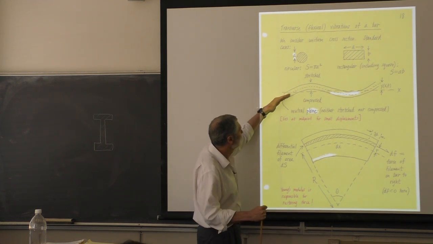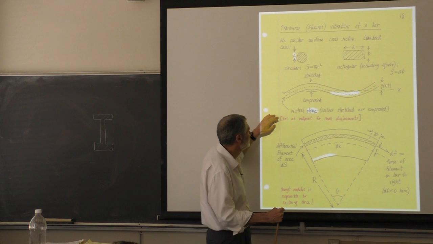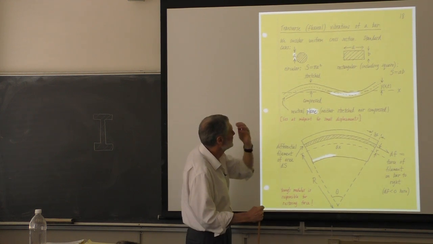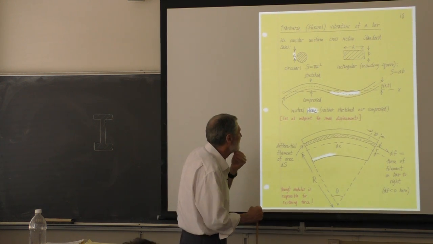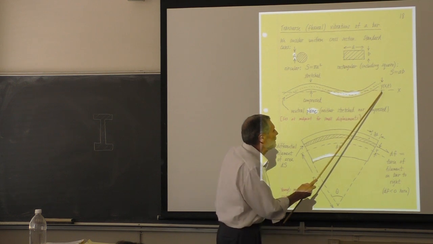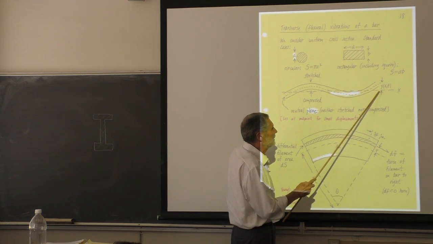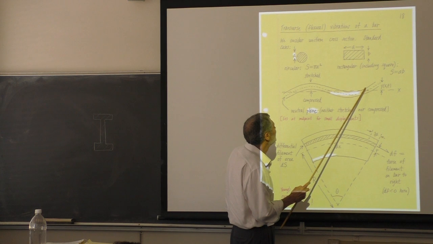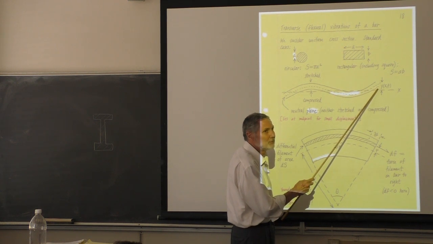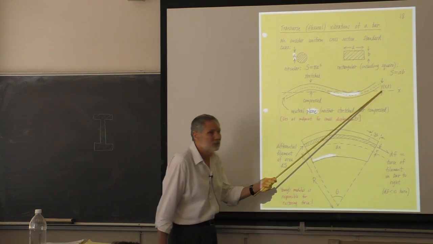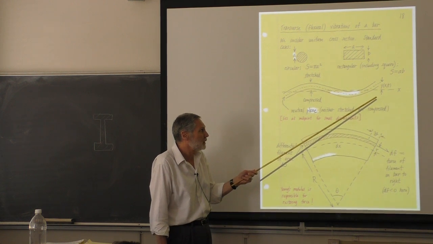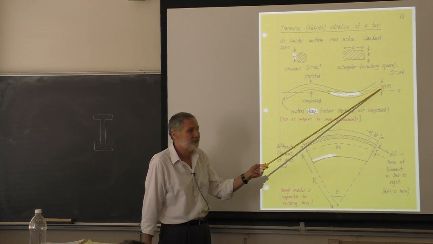So we call this the neutral plane here. It's neither stretched nor compressed. It lies at the center for small displacements. We will use y here to be the displacement of the neutral plane from equilibrium. So that's the variable we want. Our goal is to find the wave equation for this system for the variable y.